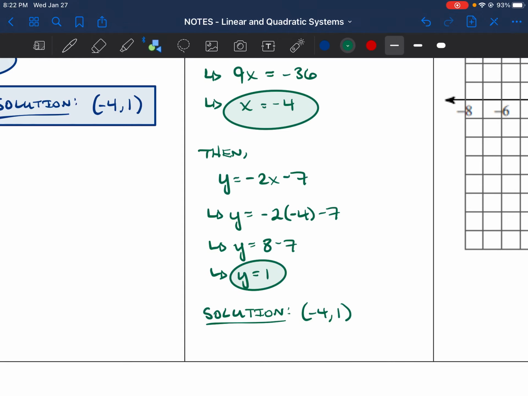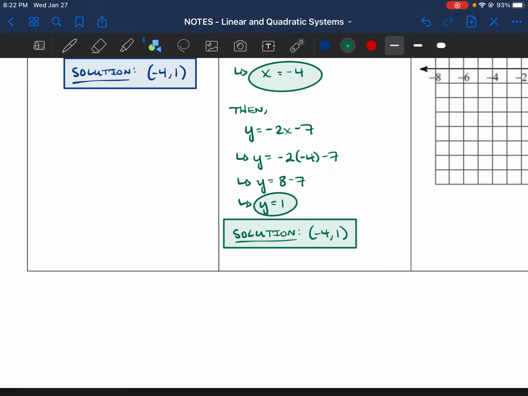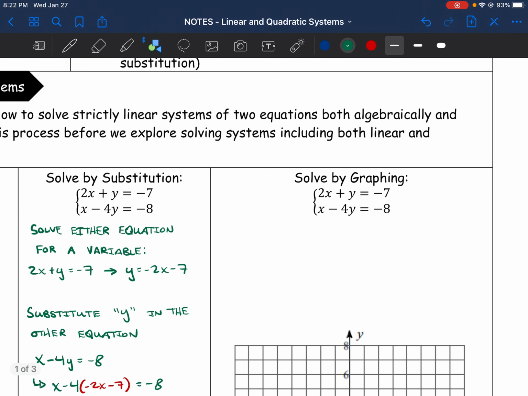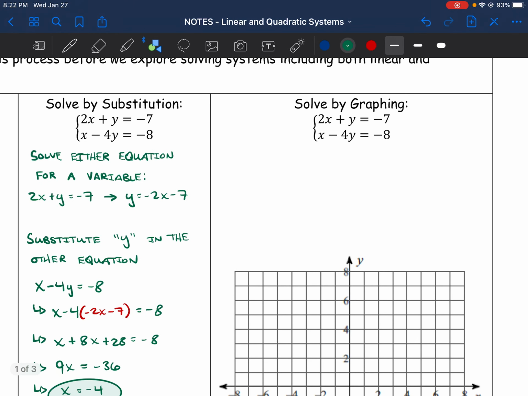Like I said, if you end up getting something different there, it definitely means you goofed up somewhere because it's the exact same system. So the last thing we're going to do is look at solving a system of linear equations graphically. What we're looking for is to graph both of these equations and look for their point of intersection. This will give us the solution to the system.